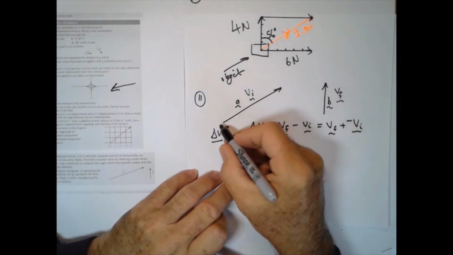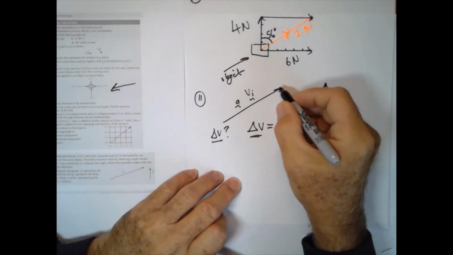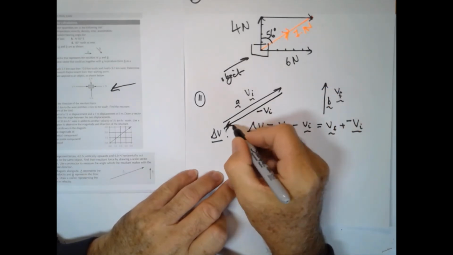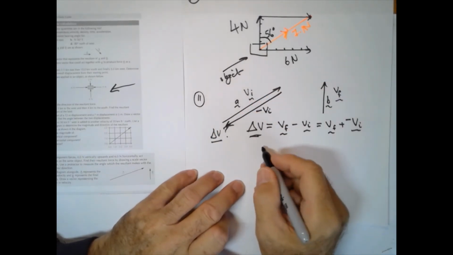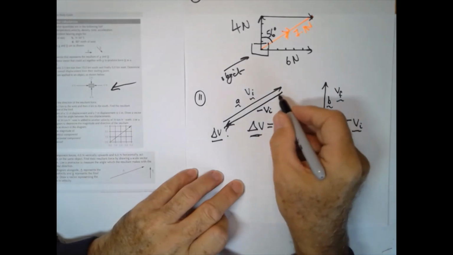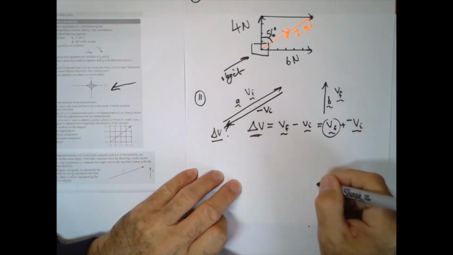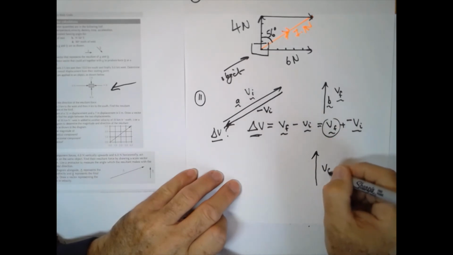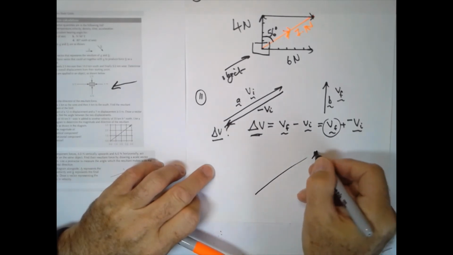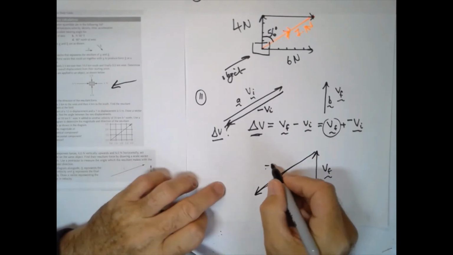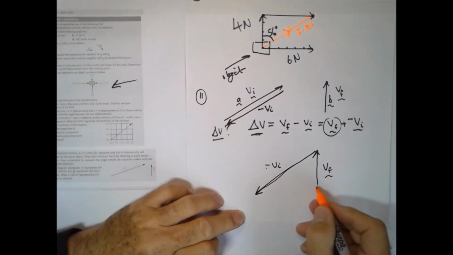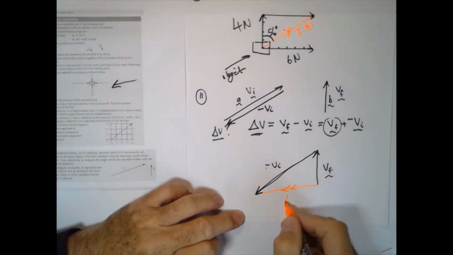If this is the initial velocity, then this vector here must represent the negative of the initial velocity. Same size, opposite direction. So let's now have final velocity plus the negative velocity there. So we've got final velocity plus the negative of this velocity, which must be the change of velocity. This here is the change of velocity.